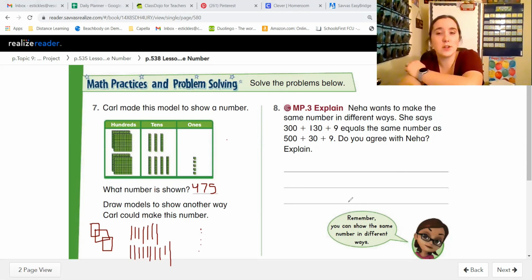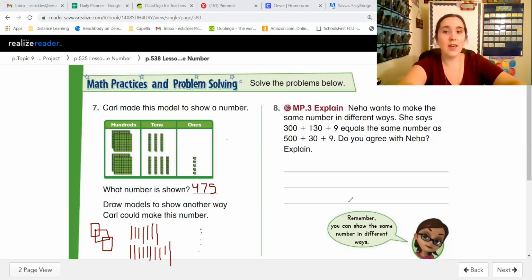Let's read number 8 and then you're going to solve it. Neha wants to make the same number in different ways. She says 300 plus 130 plus 9 equals the same number as 500 plus 30 plus 9. Do you agree with Neha? Explain. See if you can find out how much each equation equals, and see if they're the same. And explain why her thinking is correct or incorrect, and then come back to me when you think you've got it, and we'll check.